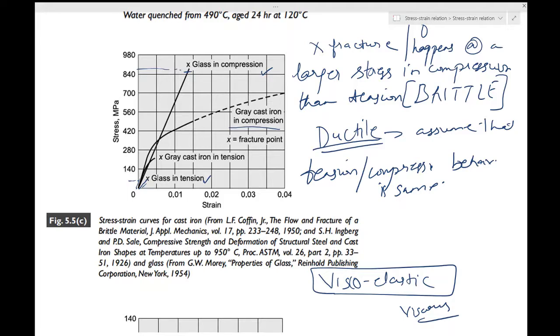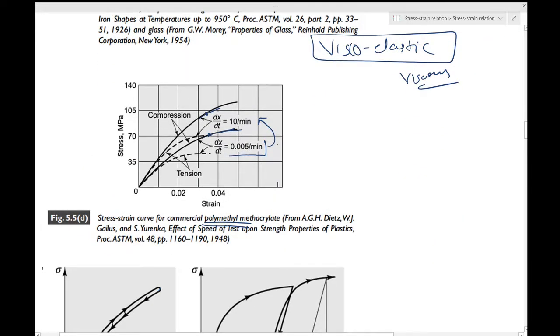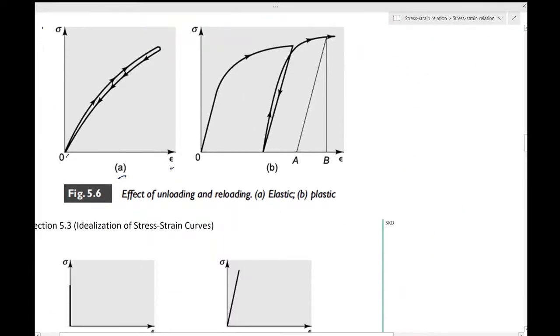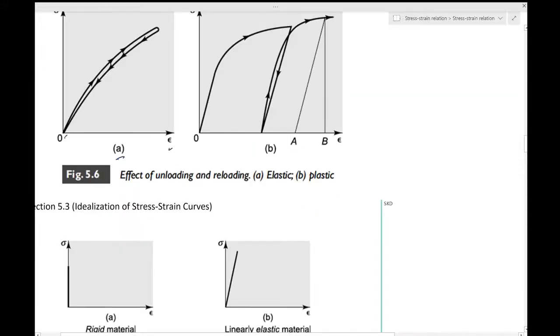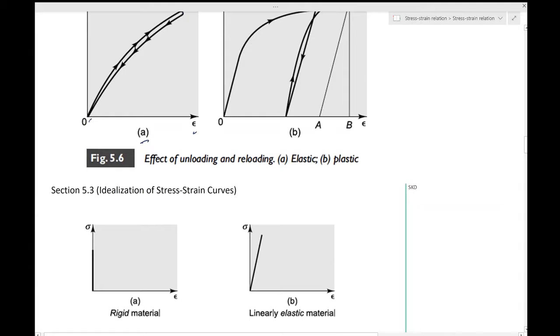It will always be easier to break them with a lesser stress in tension than in compression. So that's generally true for most brittle materials. Okay, so with this we come to the next topic, which is idealization of stress strain curves.